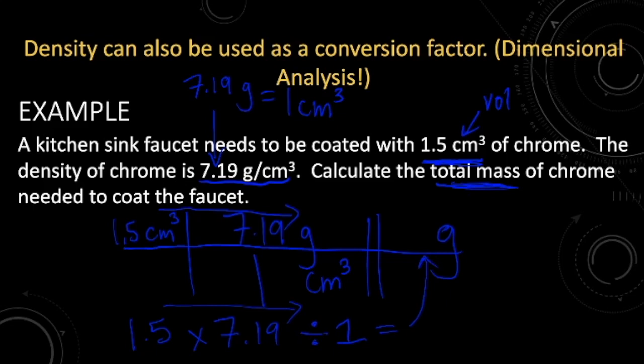In this case, you should get 10.785 grams. Okay, we're nearly done. We just have to make sure our answer matches the significant figures for the least precise value. So this is going to round up to have only 2 significant figures, 11 grams of chrome.